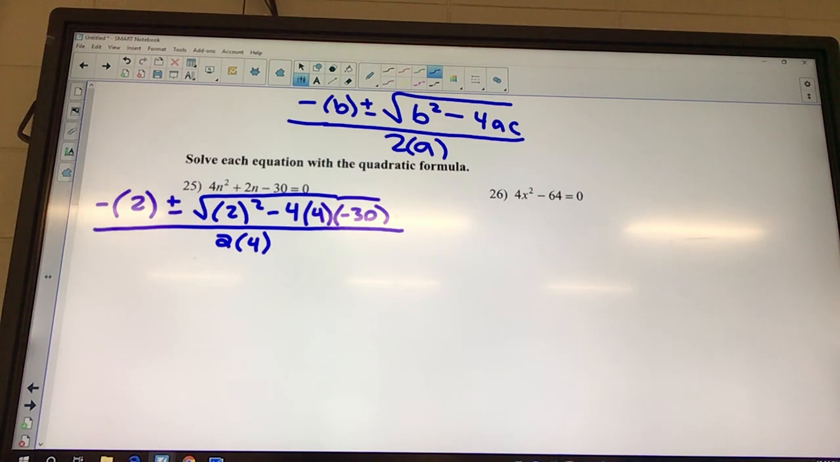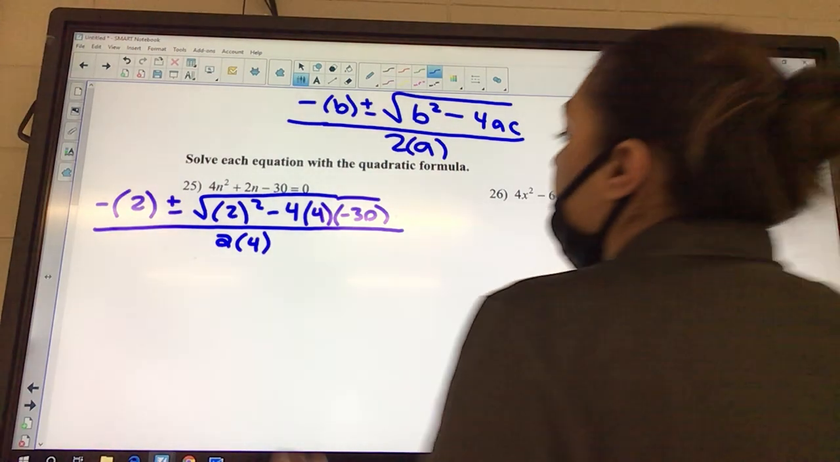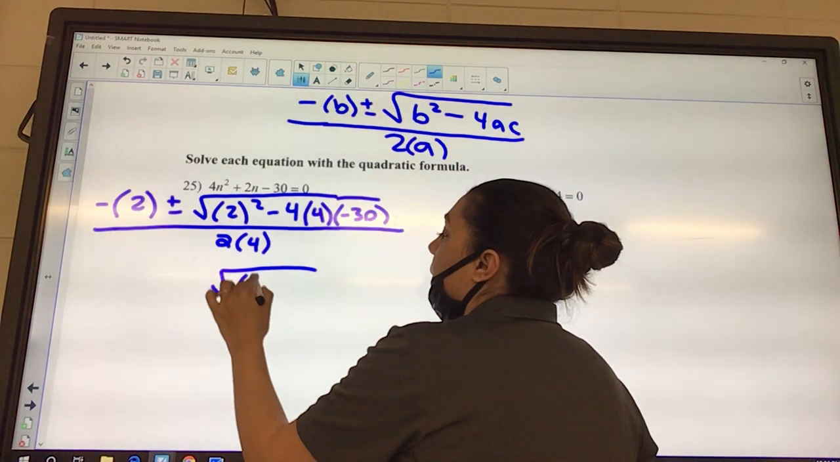I got 484. I got 44. You got 44? Hold on, we're gonna put the square root first. What'd you get? So underneath the square root, you should have got 484.